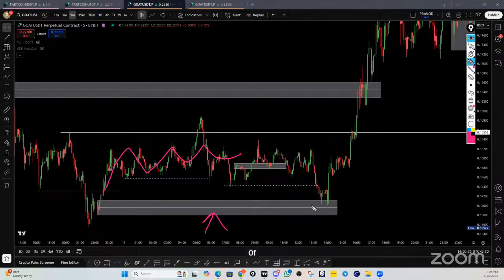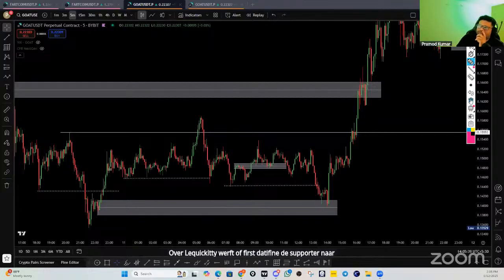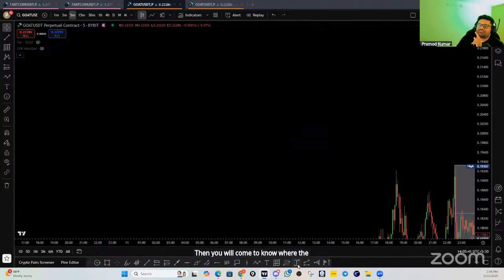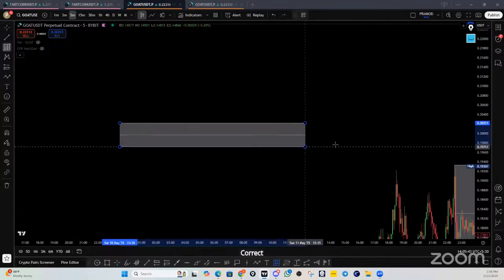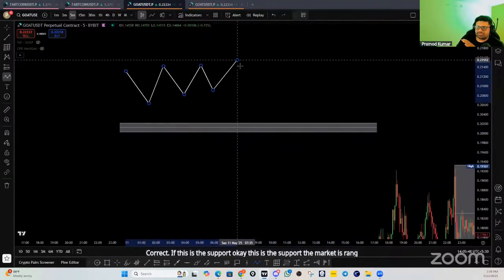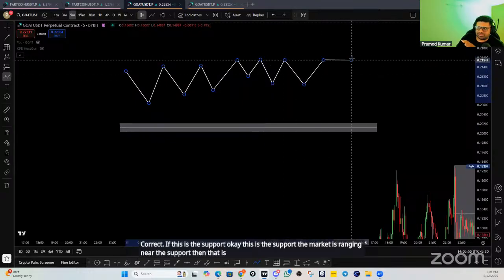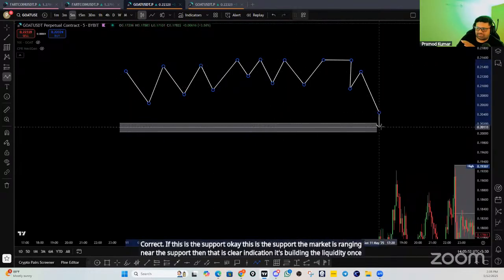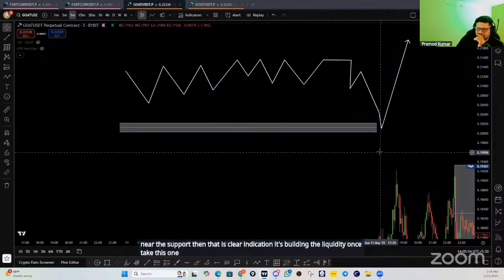For the liquidity, you have to first define the support and resistance. Then you will know where the market is ranging. If this is the support, and the market is ranging near the support, then that is a clear indication it's building the liquidity. Once it takes this one, then yes.